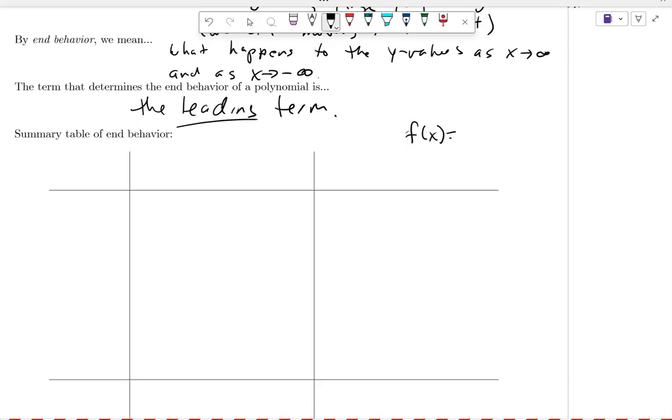If I have f of x equals a sub n x to the n, plus a sub n minus 1 x to the n minus 1, all the way out to a naught. The way I have that written, which one's the leading term? Yeah, it's that one as the leading term, right? So again, when you're looking at end behavior, first thing you're going to do is pick out that highest degree term, right? Okay.